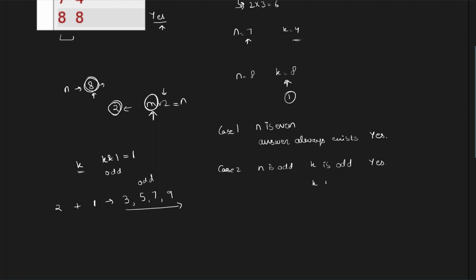Otherwise, if k is even, the answer would be no. Because if k is even, then 2 is already even and k is also even, and the sum of two even numbers can never be odd, so the answer will be no in this case.